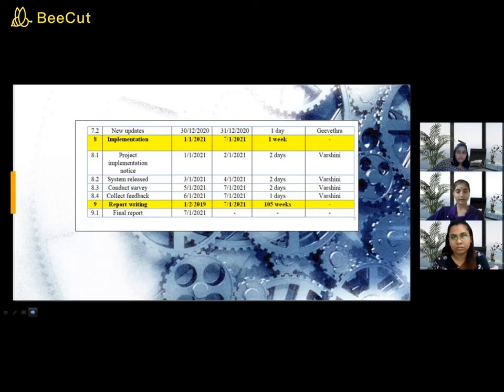Task 9 is report writing. Start time is 1st February 2019 and finish time is 7th January 2021. It takes exactly 105 weeks.